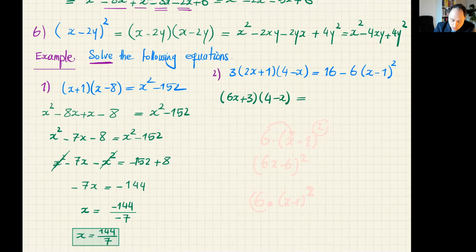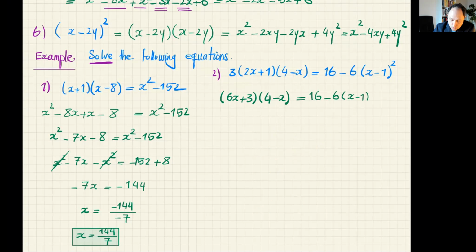Okay? So considering all these things, what you need to write is 16. We cannot do anything with this 16 right away. And then I would write 6, but I know what is another name for x minus 1 to the 2. It's just simply x minus 1, x minus 1. Okay. Any questions so far?